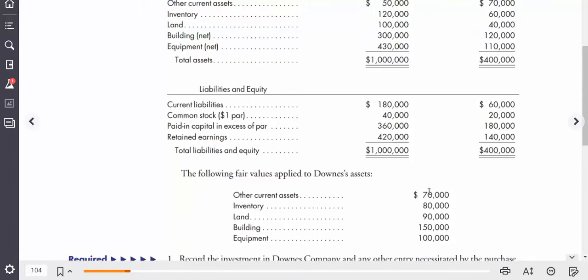And notice one of them, I believe it's land. Yeah, land actually has a decrease in fair market value. So that's just a little bit of a twist there.